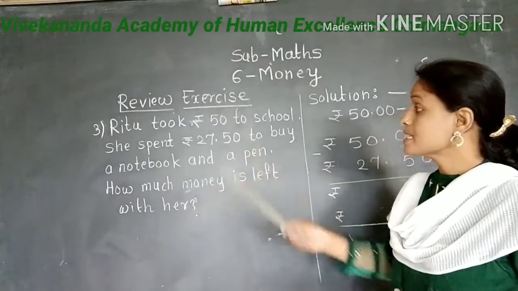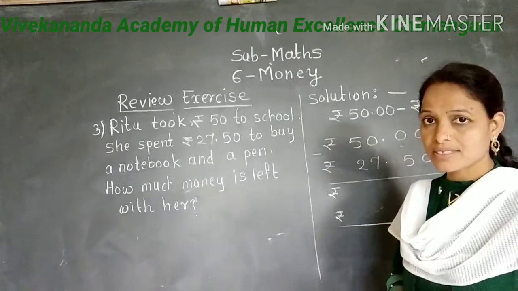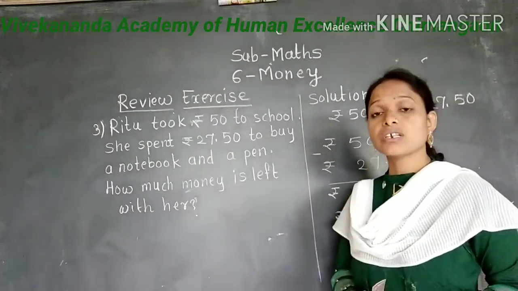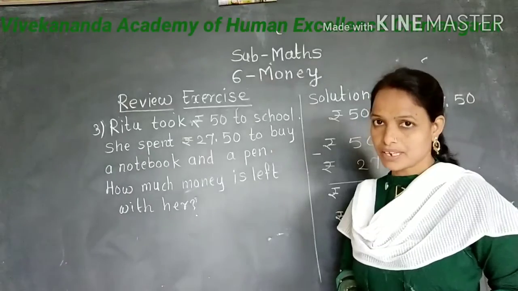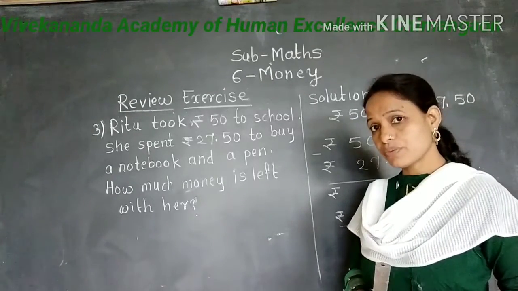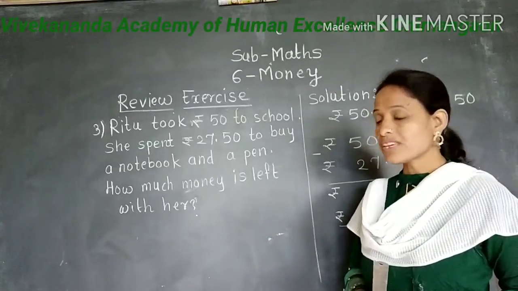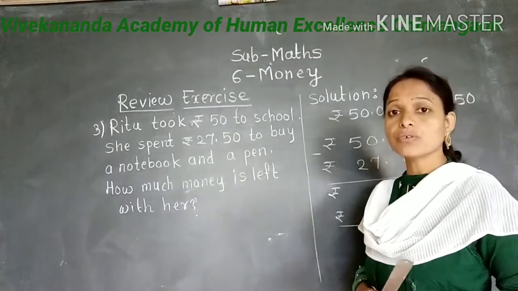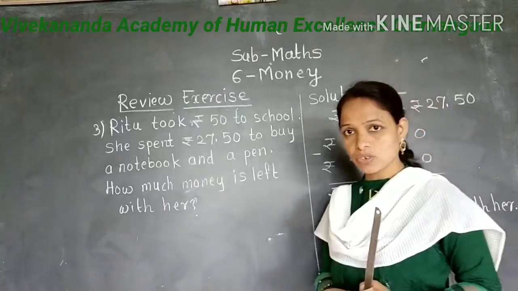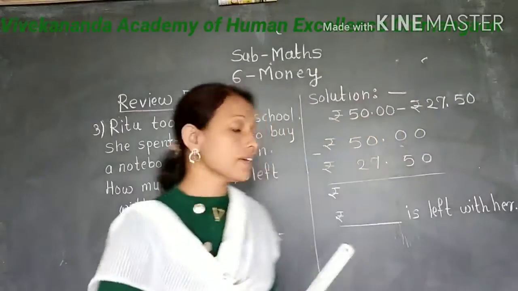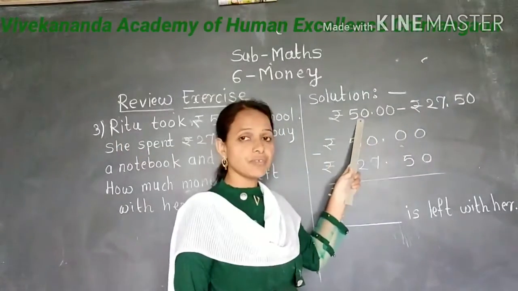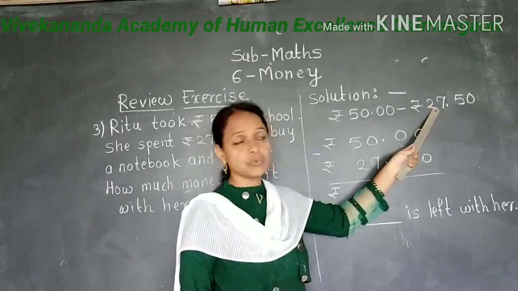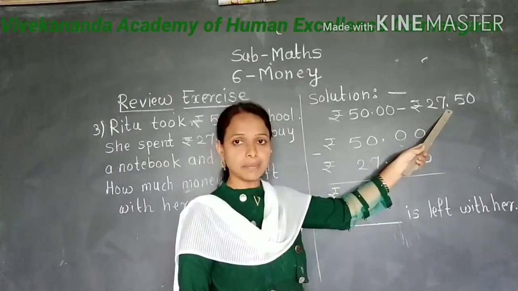Look here. She has 50 rupees. From that she spent money to buy a notebook and pen. So how much money is left with her? For that we have to subtract 27 rupees 50 paise from 50 rupees. Okay. So see here the solution. Here we subtract 50 rupees minus 27 rupees 50 paise.